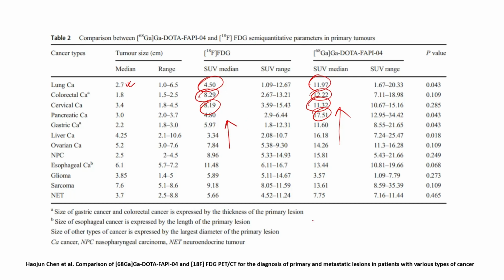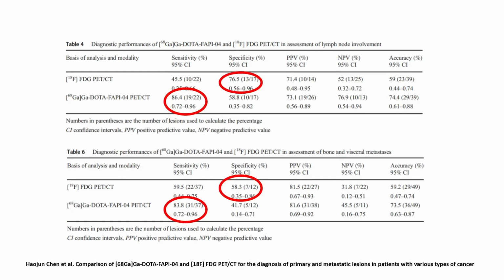So we can clearly say the standardized uptake value for FAPI is higher compared to FDG. FDG has a lower SUV, but FAPI uptake is pretty high compared to that of FDG. And that's the diagnostic performance of FAPI and FDG. For lymph node assessment, we can see clearly that DOTA FAPI has higher sensitivity for the assessment of lymph node involvement compared to FDG. DOTA FAPI has about 86.4% sensitivity, and FDG has about 45.5% sensitivity.